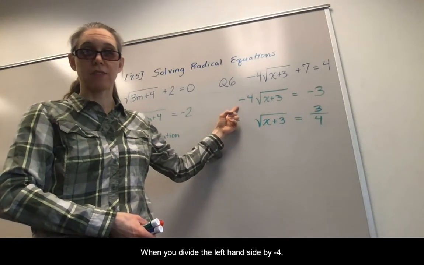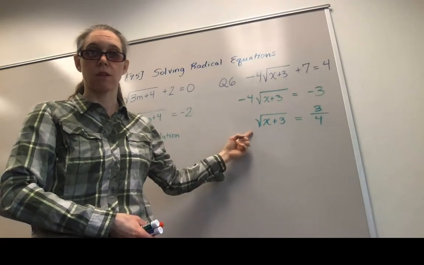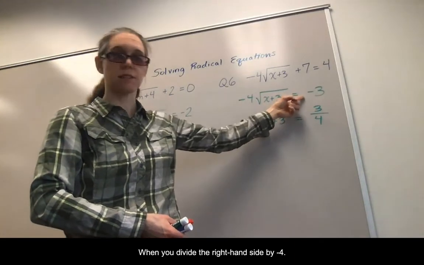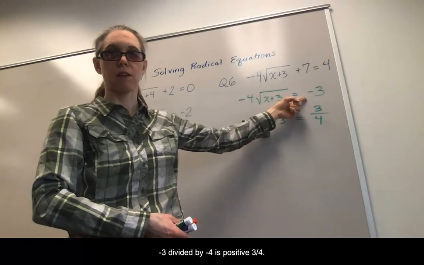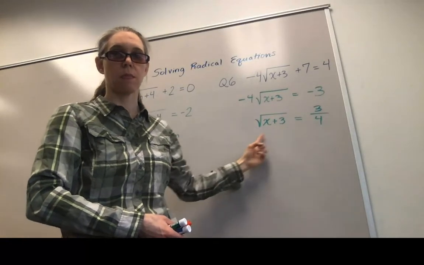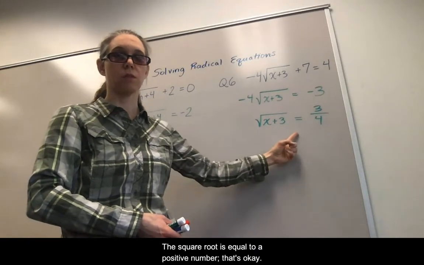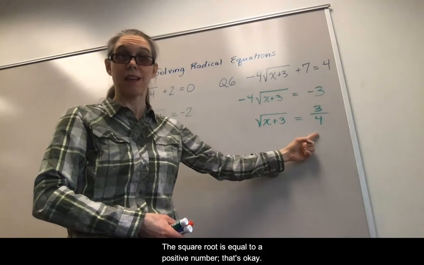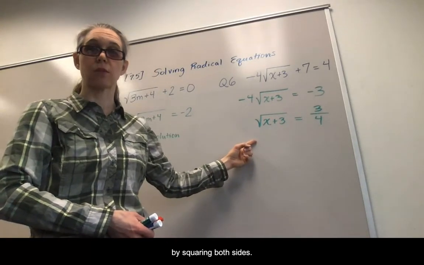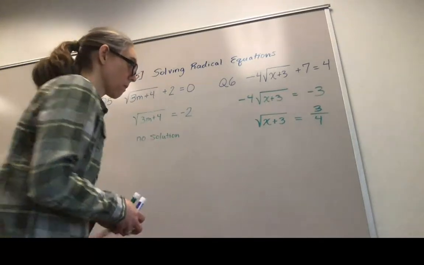When you divide the left-hand side by negative 4, this is the result. When you divide the right-hand side by negative 4, negative 3 divided by negative 4 is positive 3/4. This square root is equal to a positive number. That's okay. So now we continue by squaring both sides.